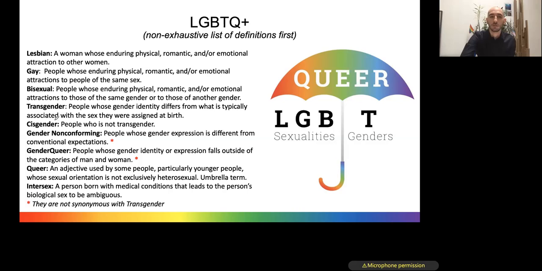And then you have two other words, gender nonconforming and genderqueer, that if you just look at the definition, you might feel are synonymous with transgender, but they're not. And if someone defines themselves as gender nonconforming, you should not call them transgender or genderqueer. And basically, to summarize, you can think of queer as an umbrella term that covers all the other terms, and lesbian, gay, and bisexual as sexuality definitions, while transgender, cisgender, or genderqueer are gender definitions.